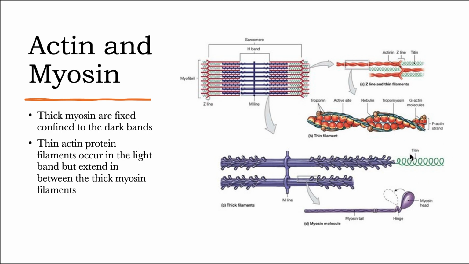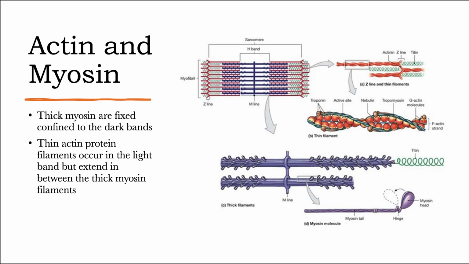That's something we won't talk about now, but basically we are saying the thick myosin are fixed and they are confined to the dark bands. They stay in one position. However, the thin actin protein filaments have the ability to extend in between the thick myosin filaments. Like I said, I'm not going to talk about all of it now because some of it is going to be left for the business of support and locomotion.